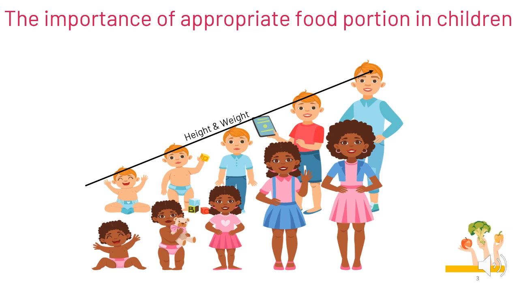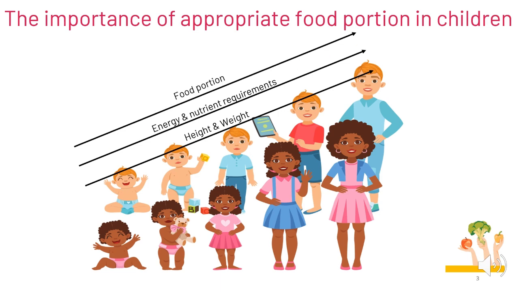As you can see in this image, the height and weight of a child are very different from those of an adult. This is why the energy and nutrient requirements are different. A child does not need to eat the same amount of food as an adult. The older he gets, the more the amount of food consumed will approach that of an adult. This image is very visual. As age increases, height and weight increase, and therefore energy and nutrient requirements also increase.